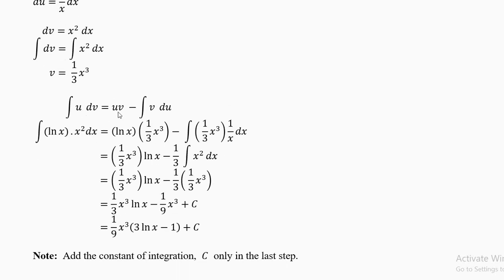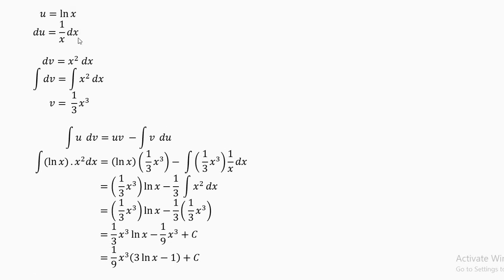Integral u dv equal to uv minus integral v du. So u equal to ln x, v equal to 1 by 3 x cube. Open the bracket, you will get 1 by 3 x cube ln x. Now the second part is minus integral v du. What is v? 1 by 3 x power 3. This 1 by 3 will come out. X power 3 is called x cube. Du equal to 1 by x dx. Please remember du equal to 1 by x dx. Remember the 1 by x.